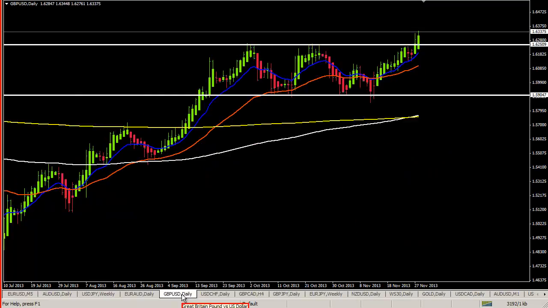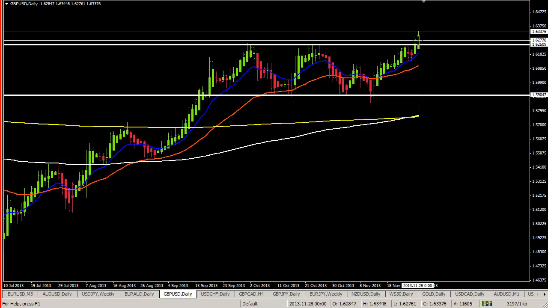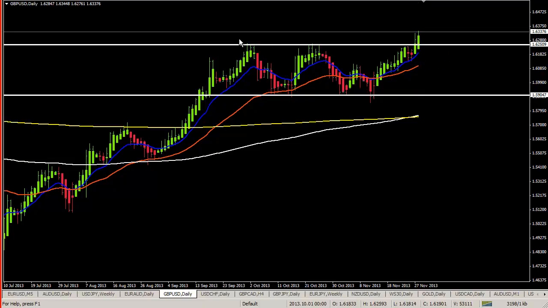Now with GBP US dollar, yesterday we said, okay, this could be a false break in case the price comes back down into this range, but it closed over there yesterday, first sign of power still, and now you see it's still moving up, so it's probably getting out of this range.